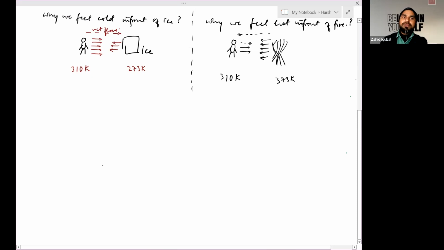Now, to define this particular radiation, let me define some basic terms related to this. Any other questions related to this? No? They will just ask you only these two parts, nothing more. Okay, sir.